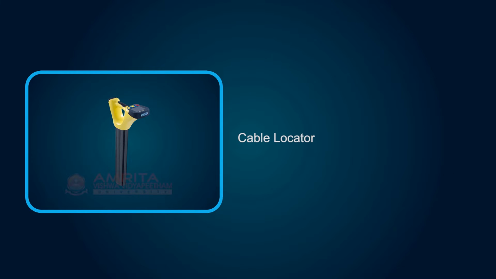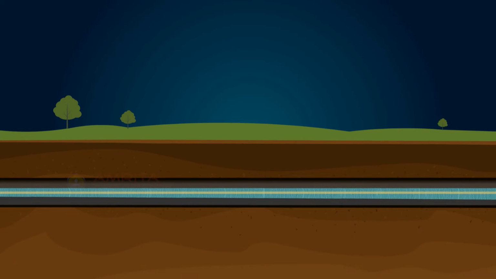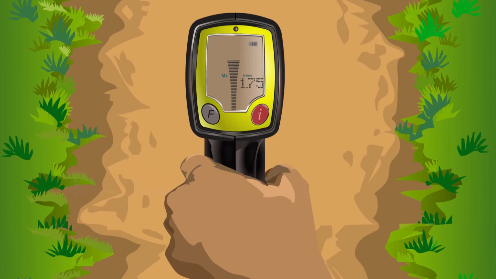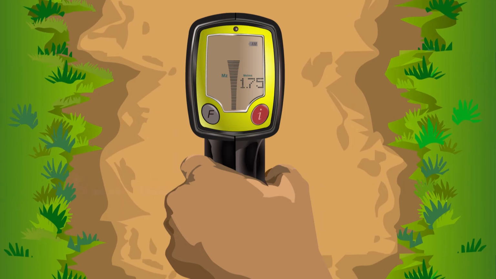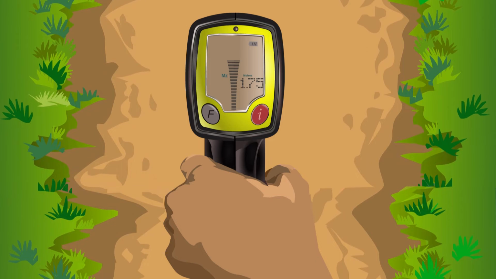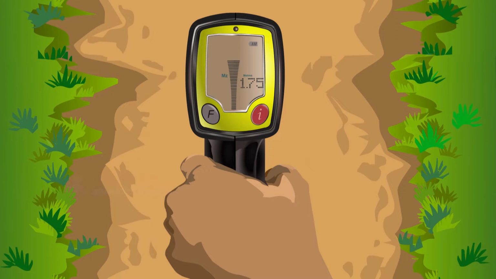Cable locator. Cable locator is used to locate the cable which is running underground. The transmitter puts an electrical signal onto the armor of the cable being traced, while the receiver picks up that signal, allowing the locator operator to trace the signal's path and follow the cable being located.